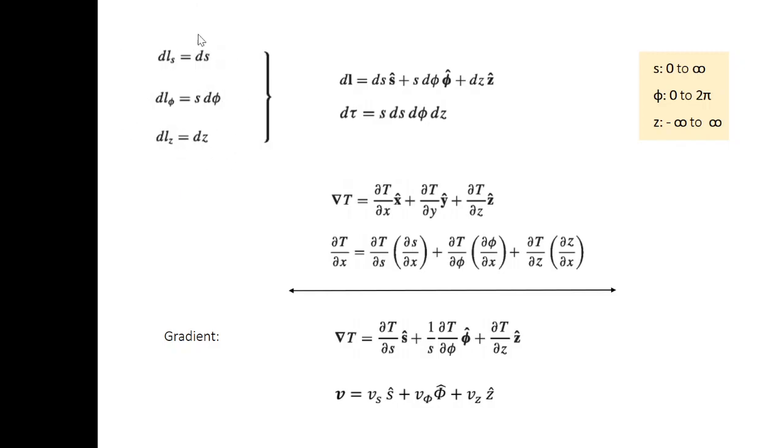So these are the displacements in different directions. Once you define this, you can derive the expression for the line element as dl equal to ds s cap plus s d phi phi cap plus dz z cap. For the volume element, d tau is nothing but dls into dl phi into dlz. This is s ds d phi dz.